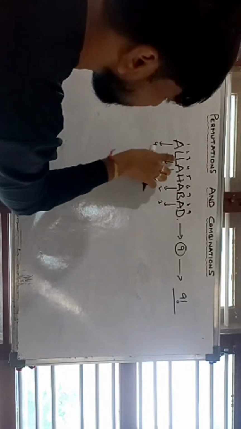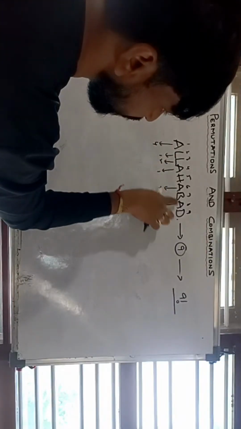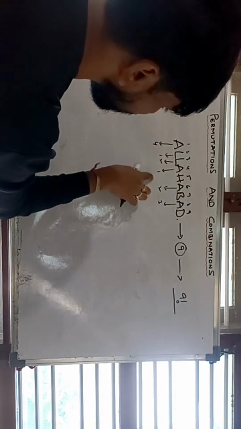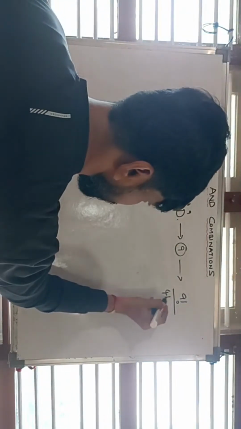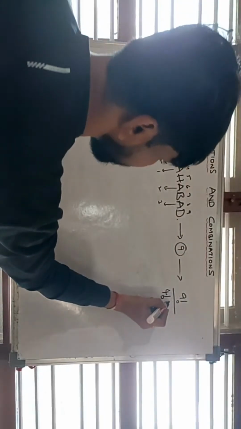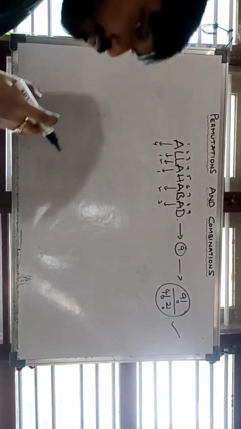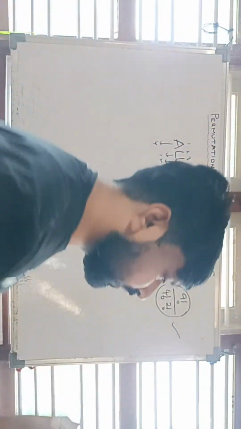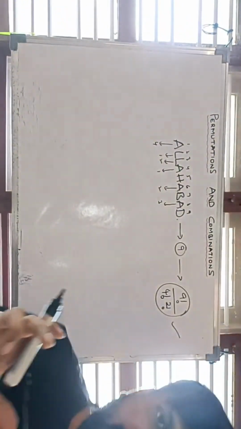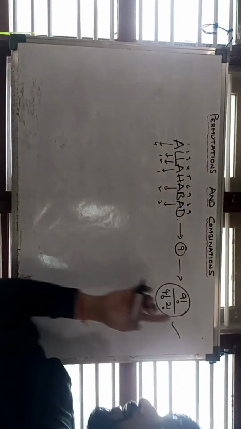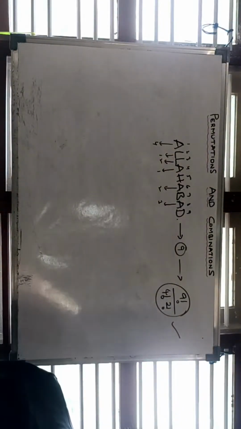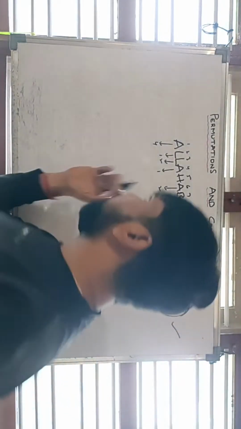Then L is repeated 2 times, and H is not repeated, B not repeated, D not repeated. So A repeated 4 times, 4 factorial, into L repeated 2 times, 2 factorial. If you simplify, you will get the answer. So this kind of question, evaluation is very easy. The total number of letters in the word, you check that factorial, divided by the repetitions written in the denominator. According to the formula we are applying.